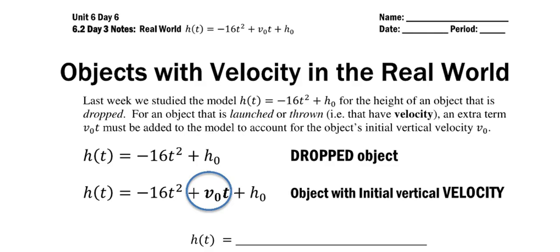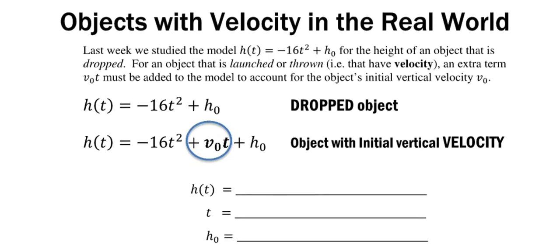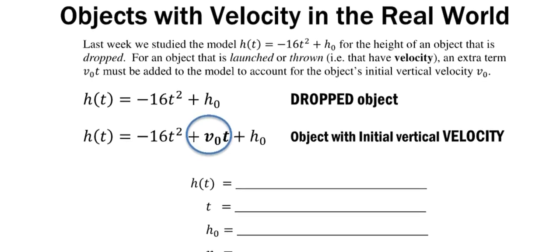The title here is Objects with Velocity in the Real World. And it starts off by reminding us of what we had done last week. Last week we had focused on objects that were falling, and this was our model for objects that were falling or dropped. For an object that is launched or thrown, so these are our key words. If something is launched or thrown, which means it has velocity, we need to add this extra term.